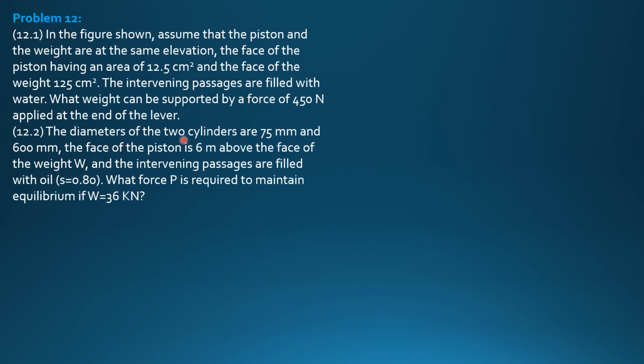Then the diameters of the two cylinders are 75 mm and 600 mm. The face of the piston is 6 meters above the face of the weight, and the intervening passages are filled with oil of specific gravity 0.8. What force P is required to maintain equilibrium if W is 36 kilonewtons?